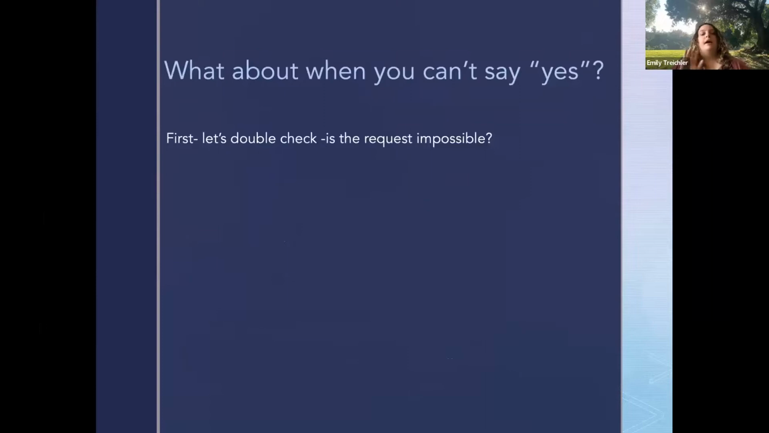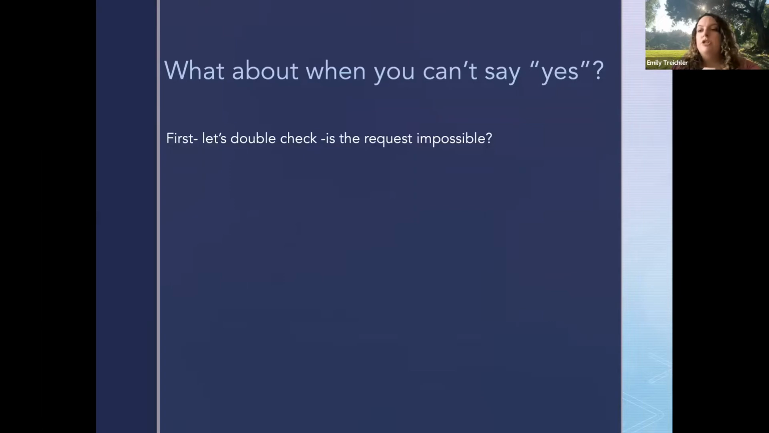Okay. Now, what happens when you can't say yes? So I'm sure that last line is like, well, okay, fine. But what happens when you can't say yes, right? First, double check. Take a deep breath, double check. Is the request impossible? Now, maybe it's so difficult that it is functionally impossible, right?